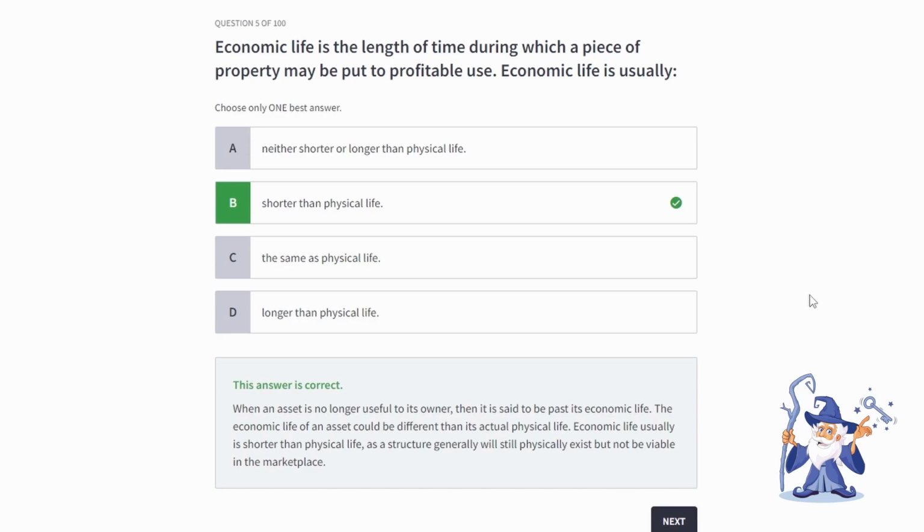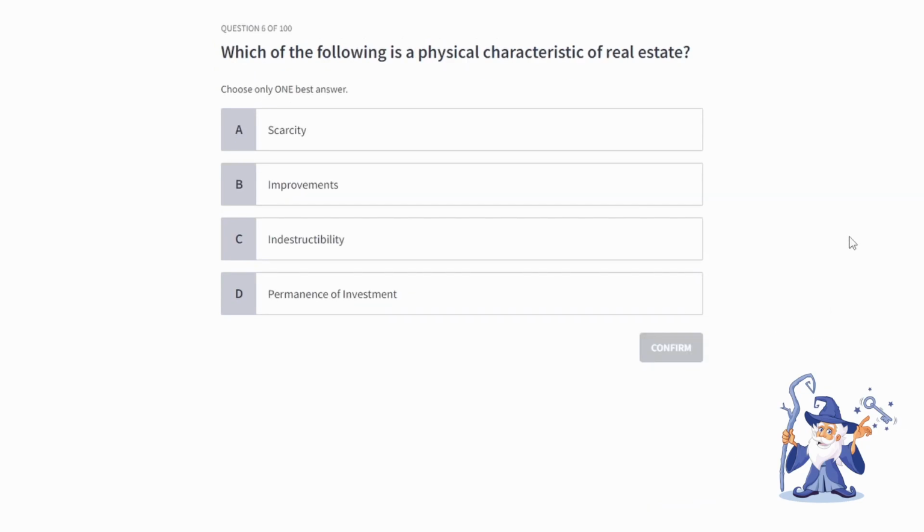Maybe another business wants to come in and buy up that building. But again, its economic life doesn't exist. Does that make sense? Hopefully. Again, it's going to be shorter than its physical life. So just make sure you understand that, because again, that's really important to distinguish. Alrighty, next one. Question number 6.